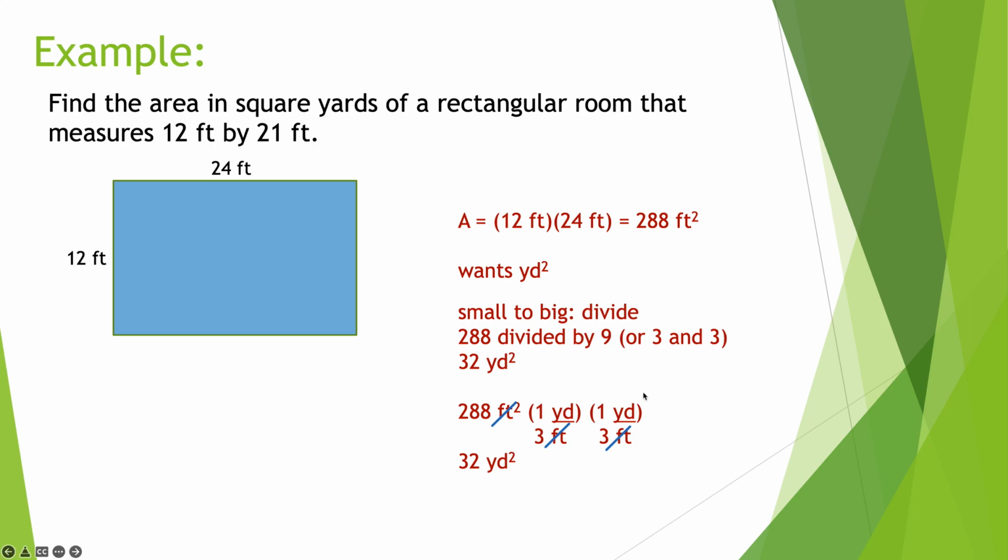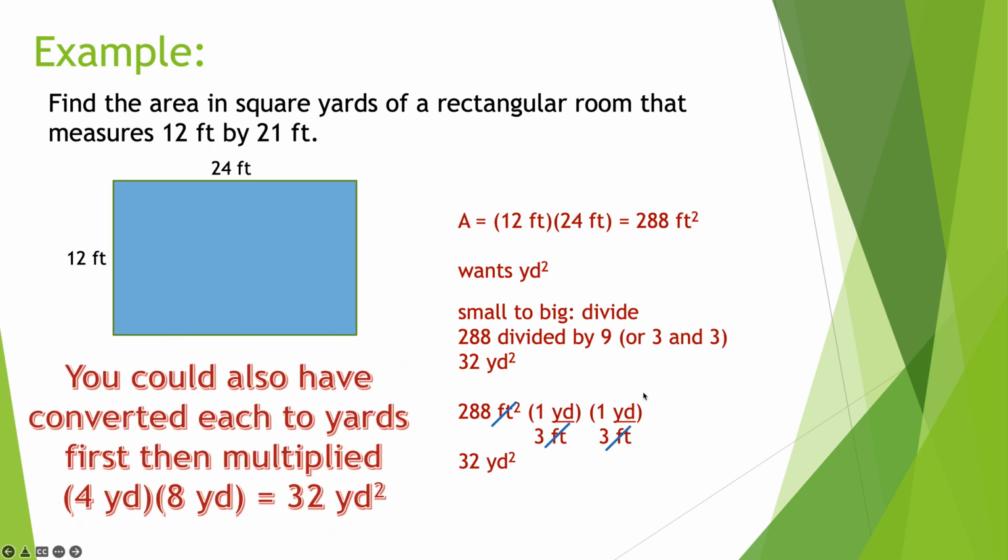Now, you could have handled this even another way. You could have said to yourself, well, let me convert them to yards at the very beginning. I could change 12 feet to 4 yards and 24 feet to 8 yards, and then done 4 yards times 8 yards is 32 yards squared.